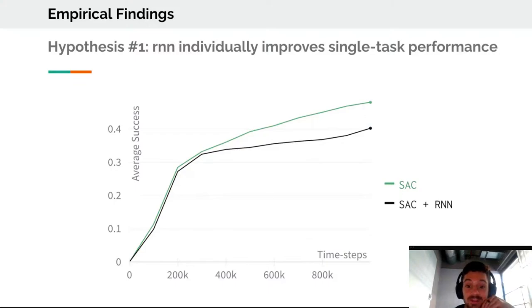So the hypothesis that the RNN performs better is definitely not as significant, right? There's no way it could be significant.